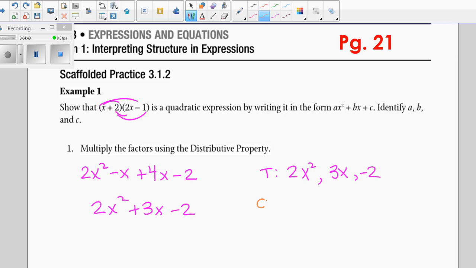Your coefficients, I have 2x squareds and I have 3x's. They are the numbers in front of your variables. And then I have a constant of -2. Remember, your constant is the number that will never change. No matter what x is, -2 will always be -2. Okay?